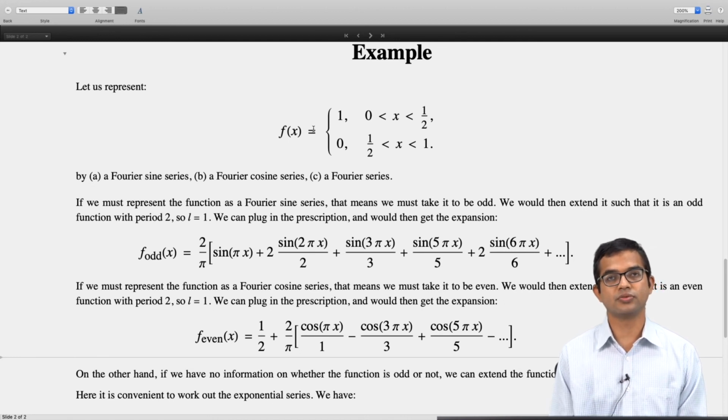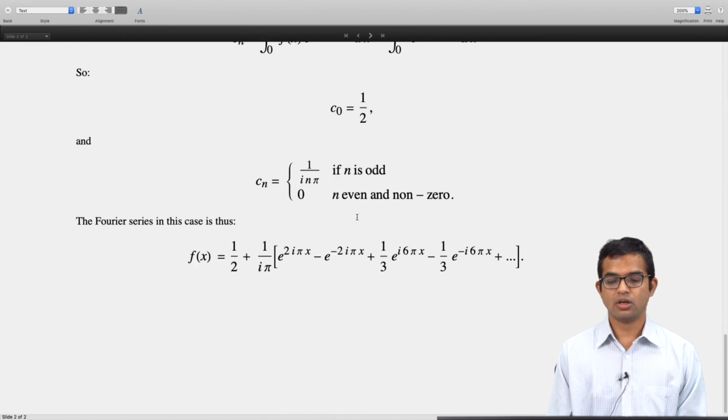There are different extensions of this function. Okay, that's all for this lecture.